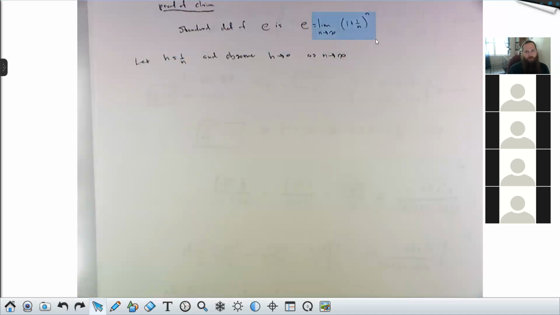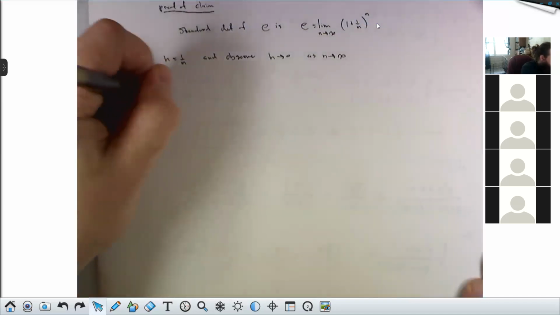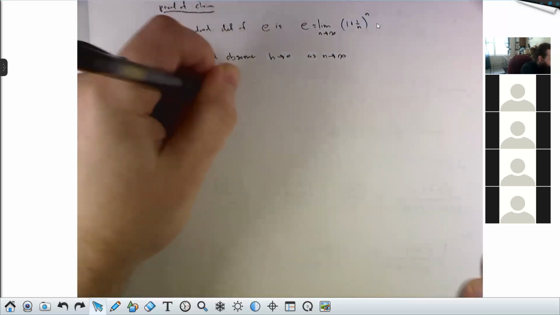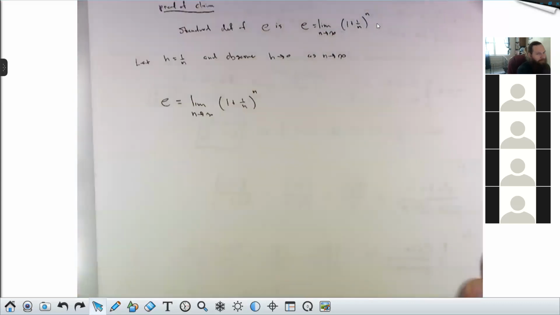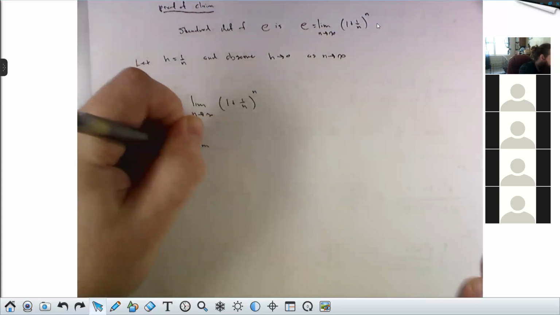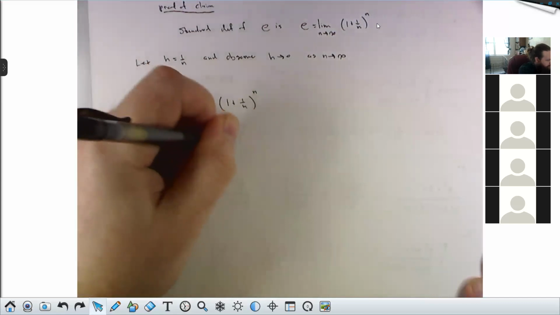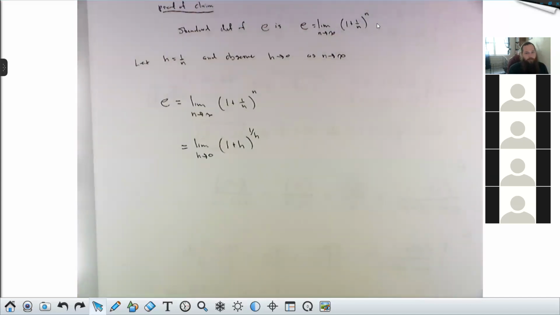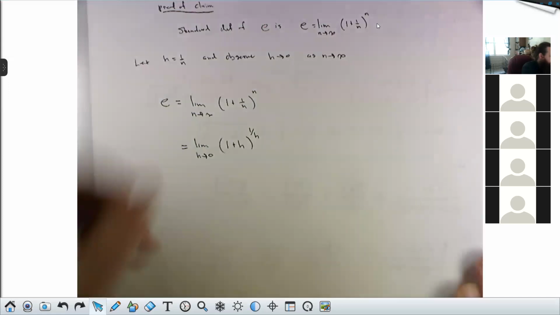And then I'm going to restructure this in terms of the variable h. First, if h is 1 over n, then this piece right here is h. And this power up here, n, is 1 over h. So what we have is that e is equal to the limit as n goes to infinity of 1 plus 1 over n, all raised to the nth power, which is the same thing as saying limit h goes to 0 of 1 plus h, all raised to the 1 over h. All right, so let me write it like this.